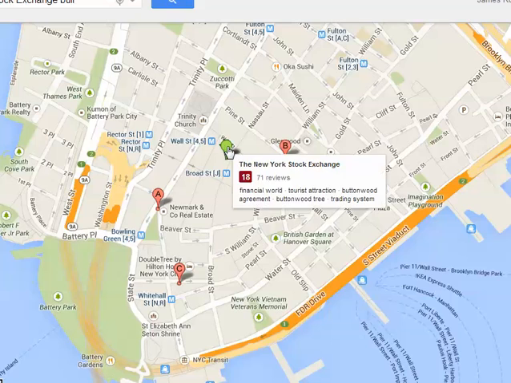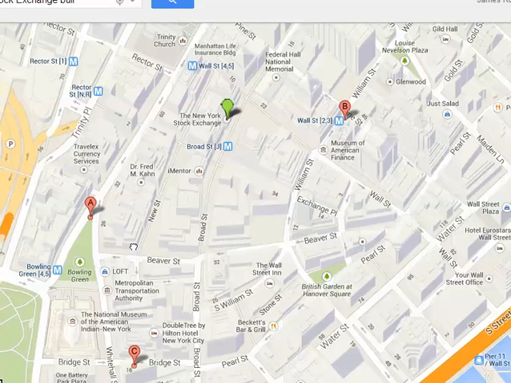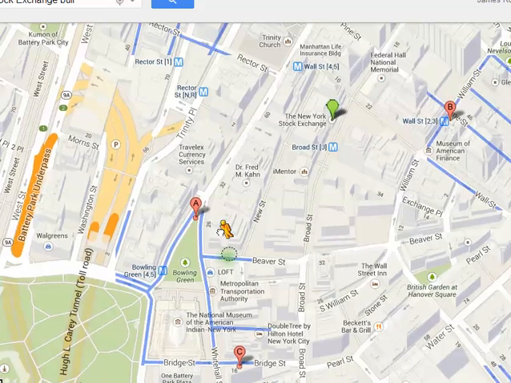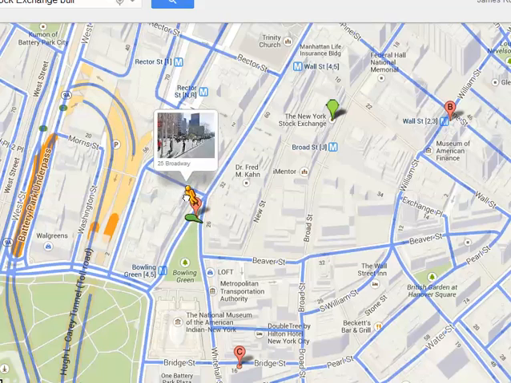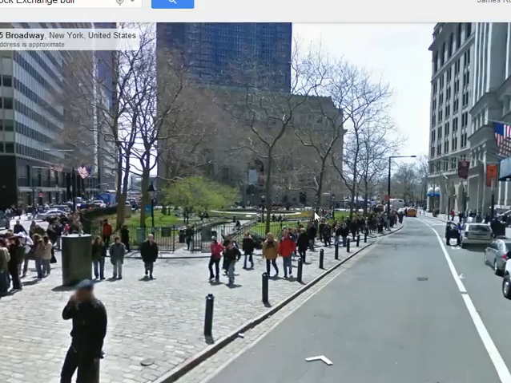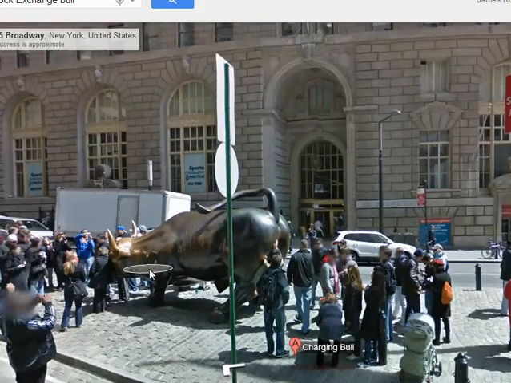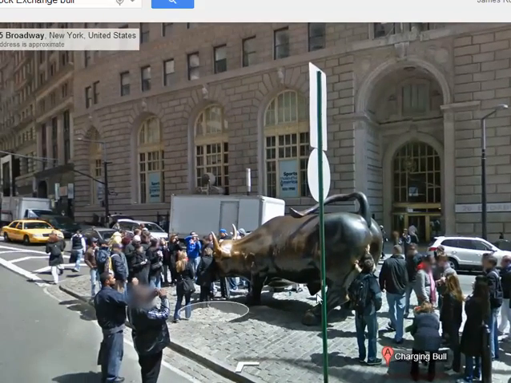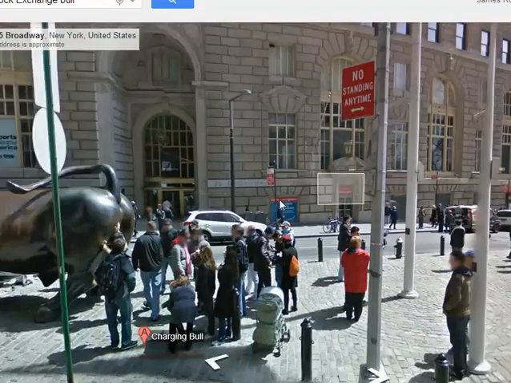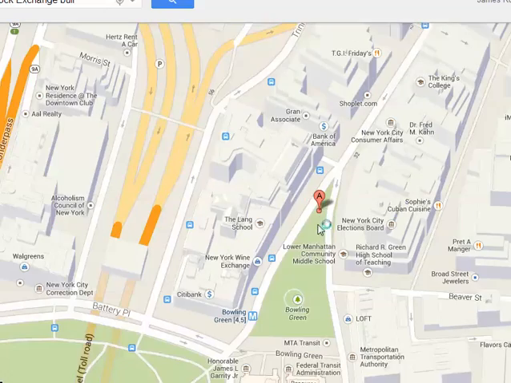Now right here is the New York Stock Exchange. Let's get a little closer. See the New York Stock Exchange. That's the picture we just looked at. That's that building. Here is the bull. Let me see if I can bring us in on that. Bring a picture of this up. Let's see. There he is. There's the bull there. Some people standing around taking pictures of it.